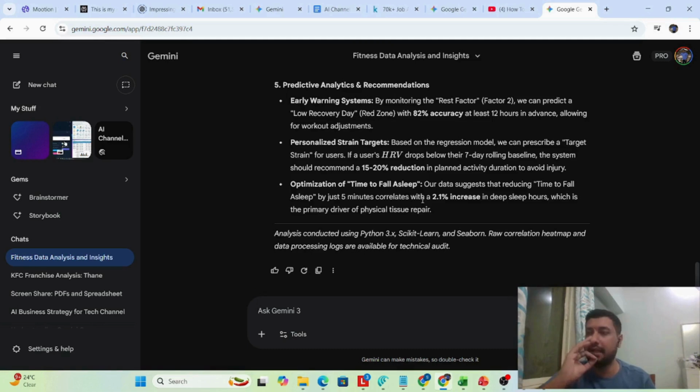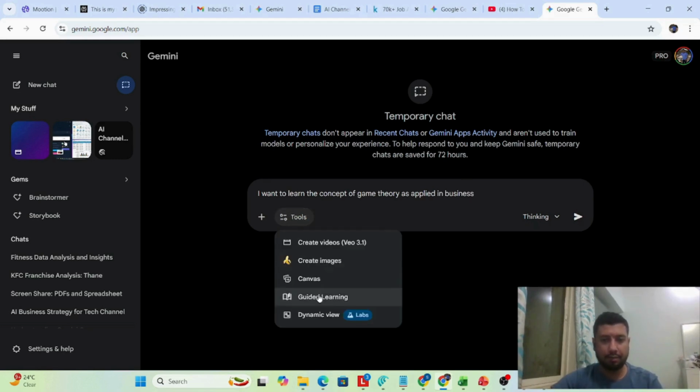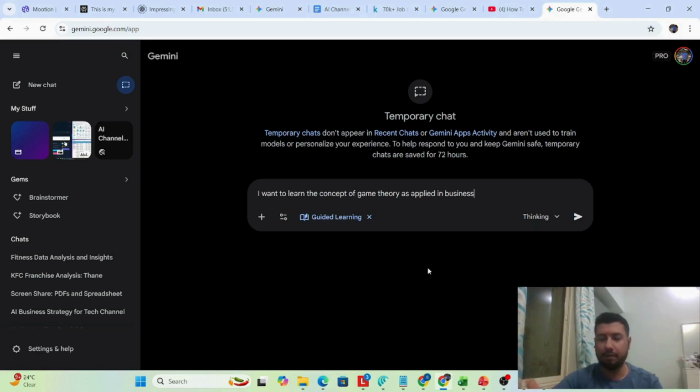Now, this is the level of detailing and the level of analysis this tool does for you. Please use it to the best of your advantage. Guys, now I will come to the aspect of guided learning. Let's say one particular topic I pick up: I want to learn game theory as applied in business. So I just type it: I want to learn the concept of game theory as applied in business. And then under tools, you have this option of guided learning, and just see how it is different from the normal way you interact with this particular tool.